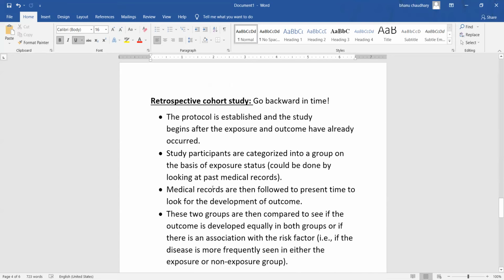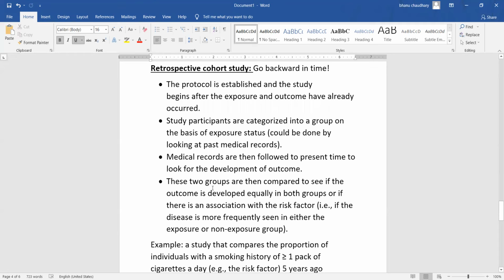The second type of cohort study is the retrospective cohort study, in which you always go back in time. First, you will select a protocol for the study. Then the participants will be categorized on the basis of the exposure status, whether they have the exposure or not.